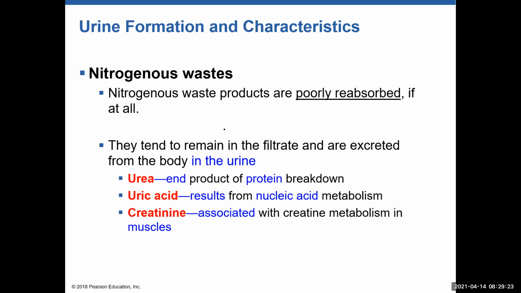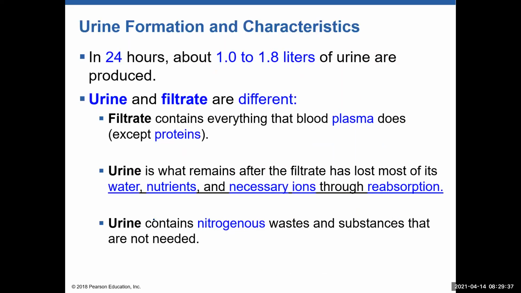They remain in the filtrate and are thrown out in the form of either urea, uric acid or creatinine, because all of them are dangerous for the body. We don't want them in the body, so they're filtered out. In almost 24 hours, if you remember, I told you that almost 200 liters of blood is filtered, but only 1 to 1.8 liters of urine is produced.